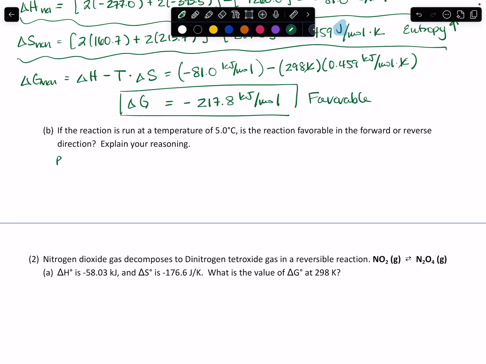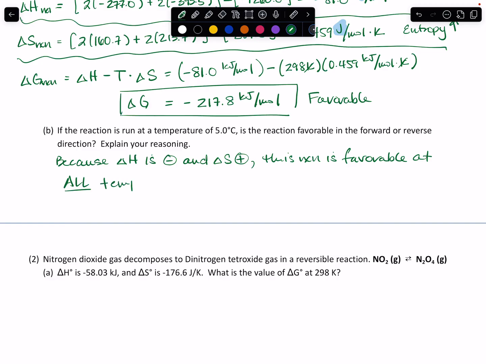But because delta H is negative and delta S is positive, this reaction is favorable at all temperatures. So because we have an exothermic process that increases disorder, it does not matter what the temperature is. It will always give you a negative delta G value.